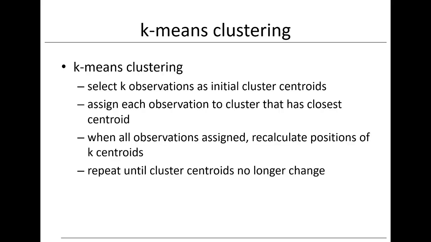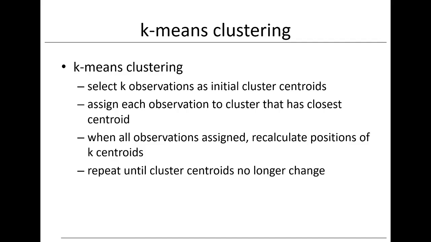K-means clustering is a very popular non-hierarchical clustering method. It starts by selecting K observations, which will serve as our initial cluster centroids or seeds. Each observation is then assigned to the cluster that has the closest centroid, for example in Euclidean sense. When all observations are assigned, the positions of the K cluster centers or centroids are recalculated. This process is repeated for a fixed number of steps or until the cluster centroids no longer change.